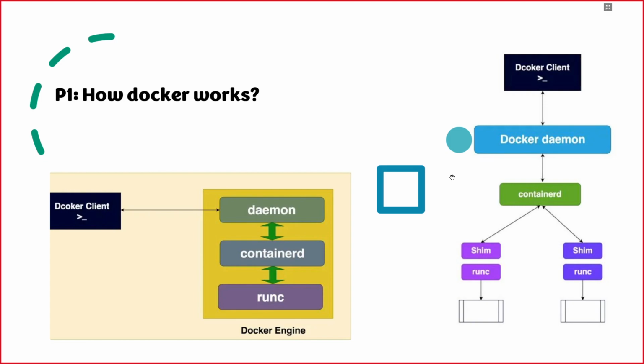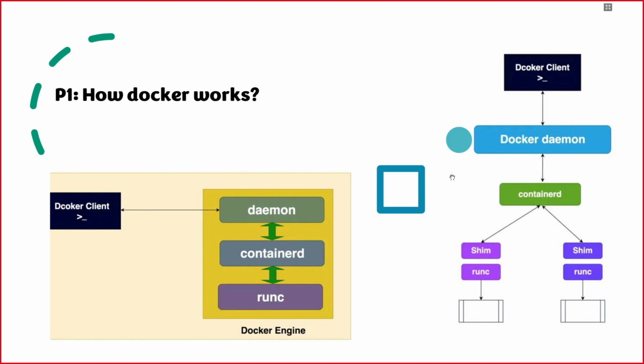Because containerd cannot wait for containers. It hands over containers to runc and shim, and then runc and shim watch the container, watch the process, and if there is any problem, they report it to containerd. So with this architecture, if we lose our Docker daemon, we don't lose our containers, because these containers are connected to shim and runc. I will show you later.